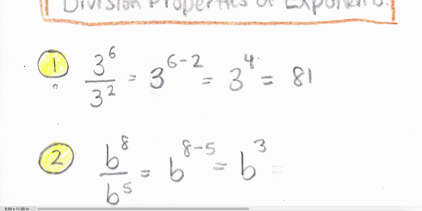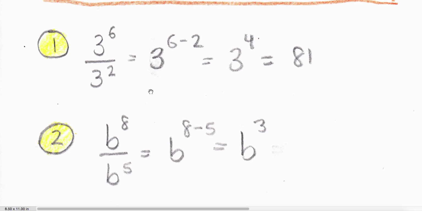Here's number 1, 3 to the 6th power over 3 to the 2nd power. In this lesson, I want to teach you that when you have a quotient of bases that are the same, you'll subtract the powers. So 6 minus 2 is 4, so this becomes 3 to the 4th power, which is 81. So number 1 is 81.